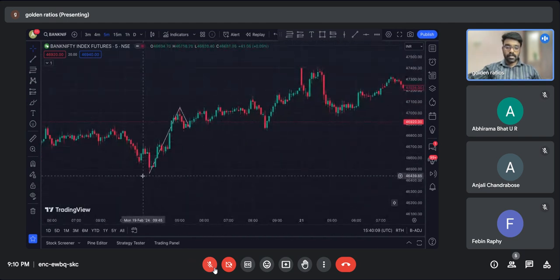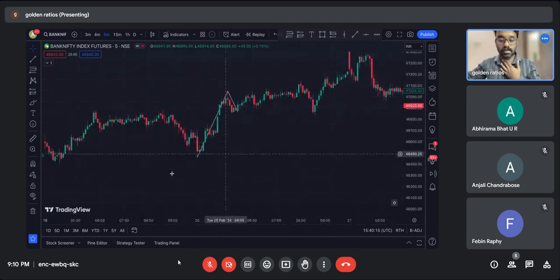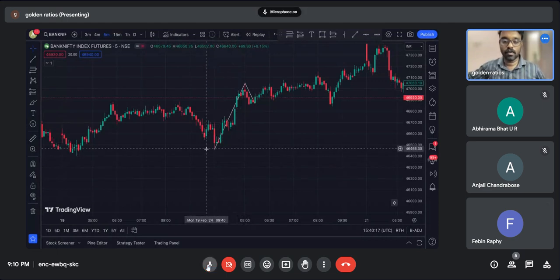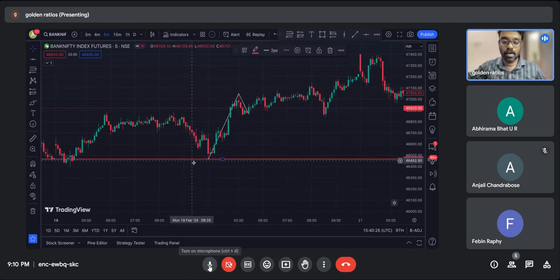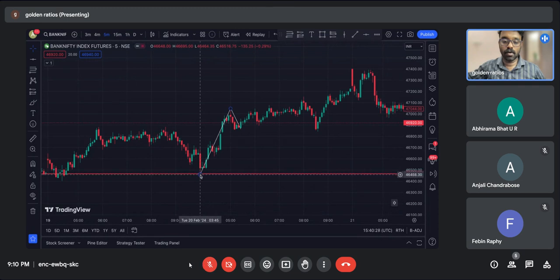So this was a low, right? Everyone seeing this is a low? You're able to see, right? This is how I have drawn a line, a trend line. So this was a previous low of the market. So what has the market done? The market has gone from here to this price point.